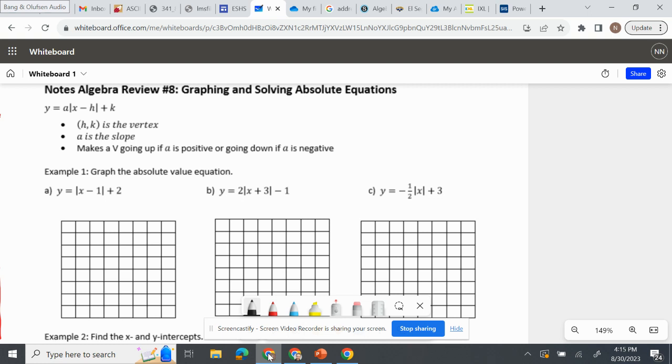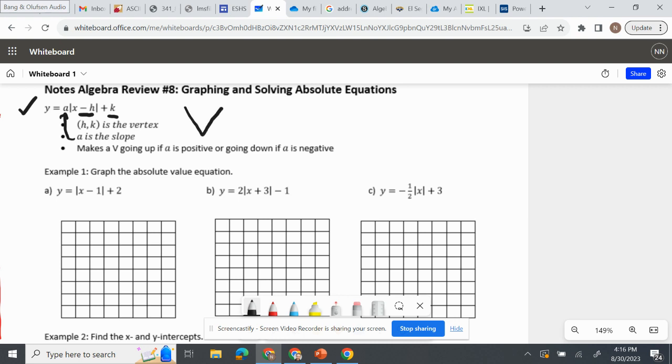What we're going to do now is graph and solve absolute value equations. So for our absolute value formula, what we have is y equals a absolute value of x minus h plus k. The vertex is (h, k), so what we have to remember is it's the opposite inside and it's the number outside. A represents a slope of our absolute value graph.